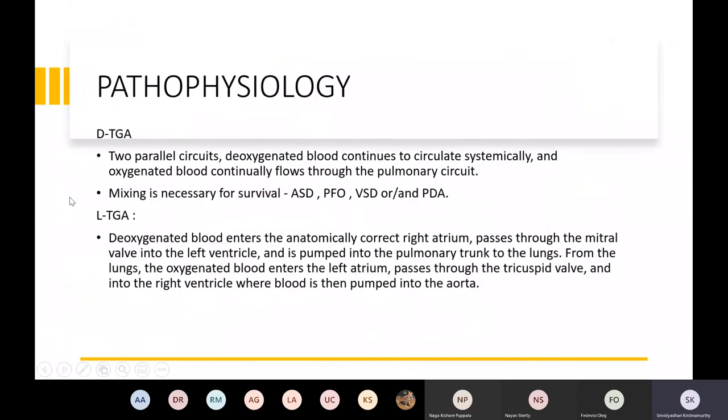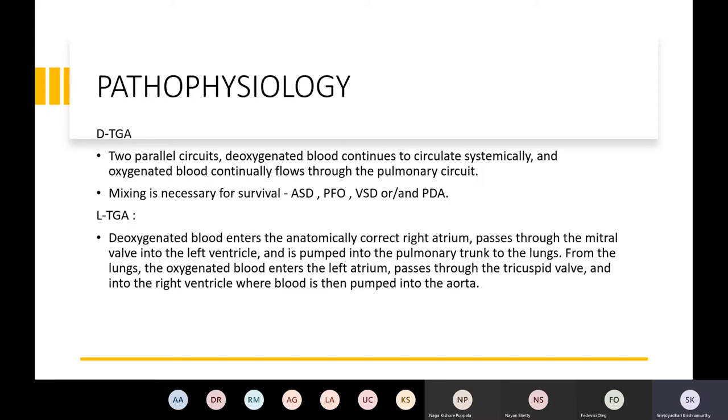So the pathophysiology includes, in DTGA, there are two parallel circuits. The deoxygenated blood continues to circulate systemically. As you've noted, the aorta comes off from the right ventricle. So basically, the deoxygenated blood is received by the right atrium through the IVC and SVC, and then moves through the, sorry, tricuspid valve into the right ventricle and then into the aorta. So the systemic circulation is deoxygenated.